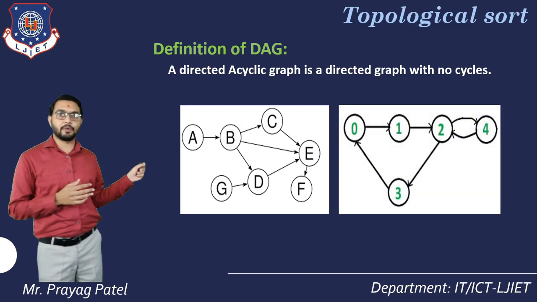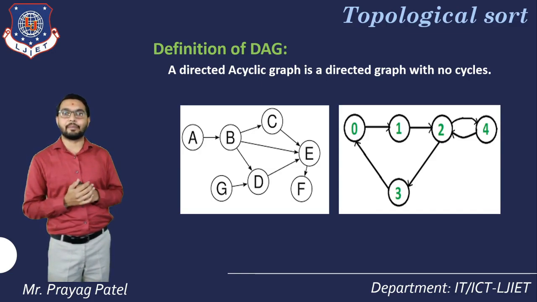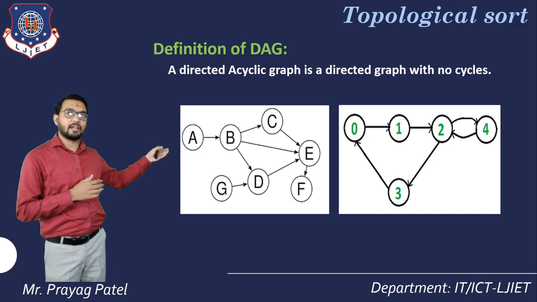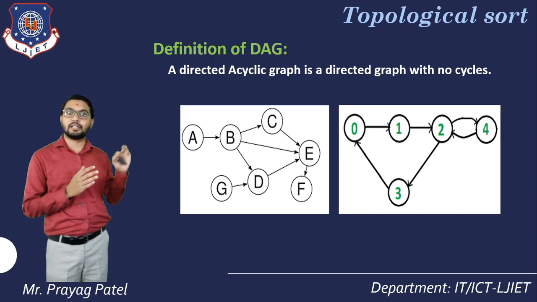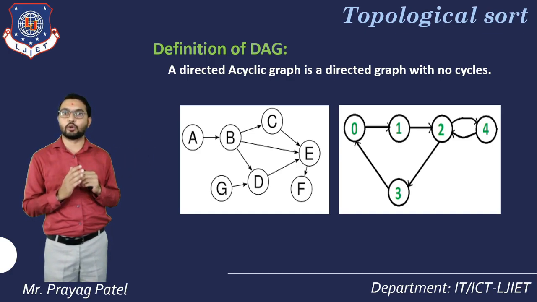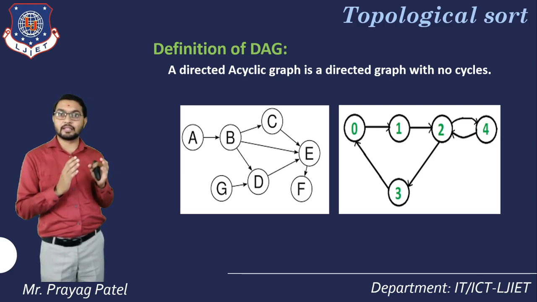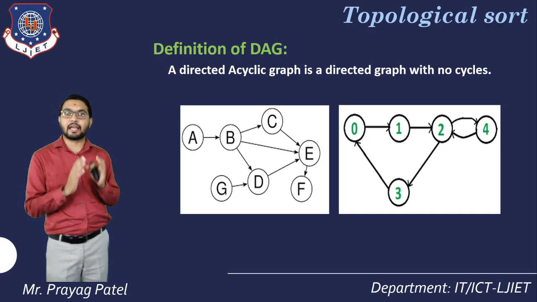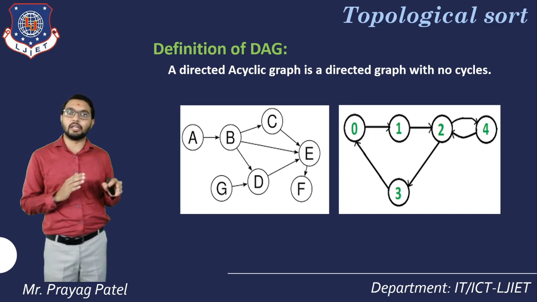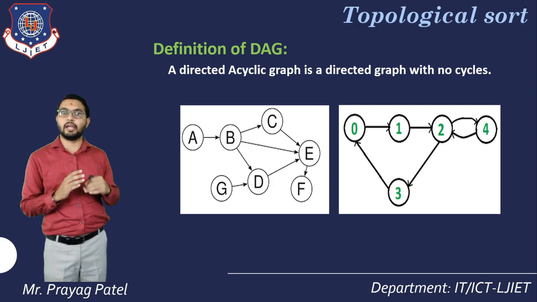Now consider the second figure, of a cyclic graph. Here the second figure is a directed graph, but it is considered cyclic because a path from 0 to 1, 1 to 2, 2 to 3, and 3 to 0 is available. So we can say that this is one cycle: 0 to 1, 1 to 2, 2 to 3, and 3 to 0.